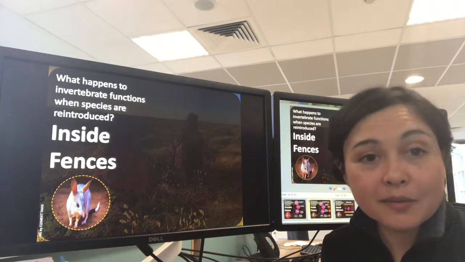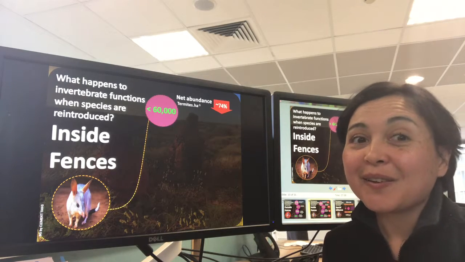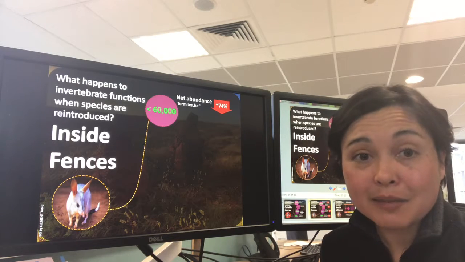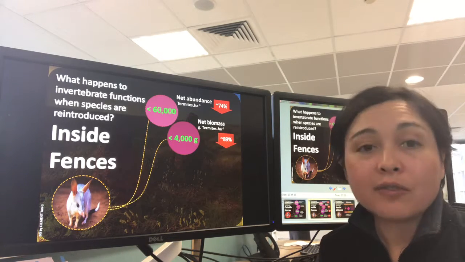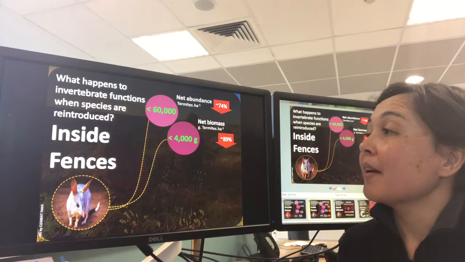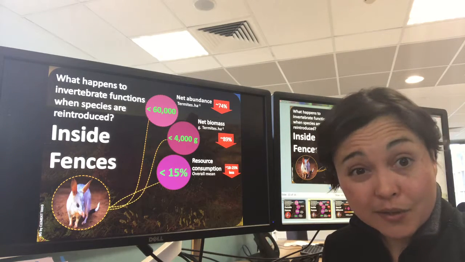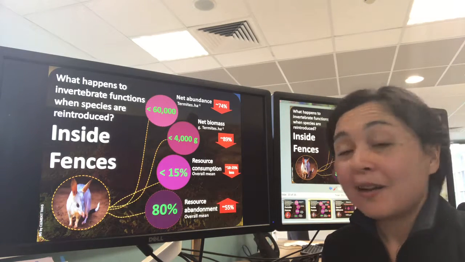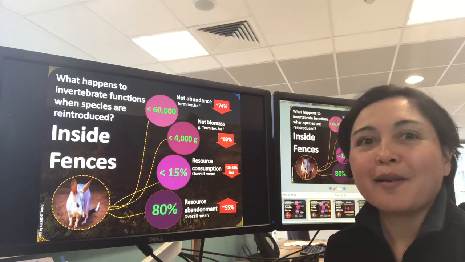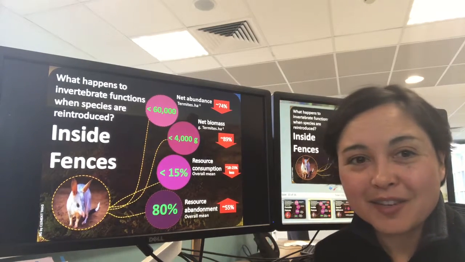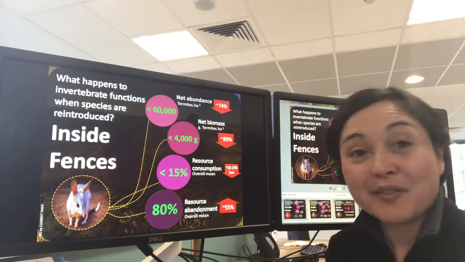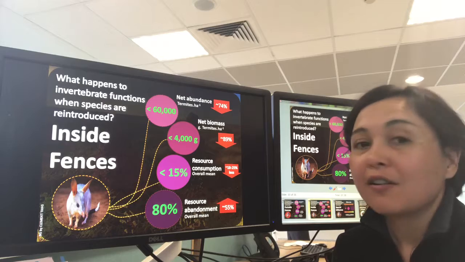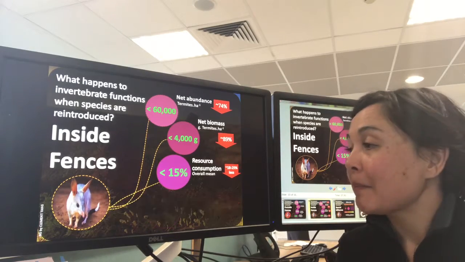The insides of the fences was a different story altogether. When mammals were present, termite abundance dropped to less than 60,000 termites per hectare, with an equivalent biomass of 40,000 grams per hectare. Resource consumption also decreased to less than 15% of all resources being eaten, and the abandonment of those resources was way up, so 80% of the termites were remaining after 24 hours since we attacked those resources. So there's a strong effect of mammal presence on termites staying with resources and eating them.